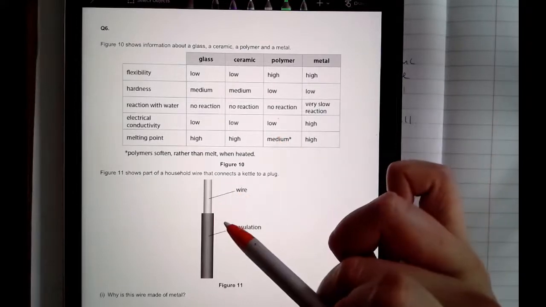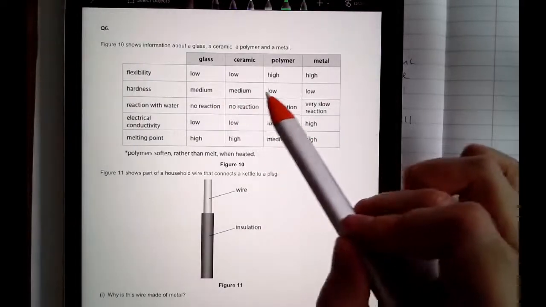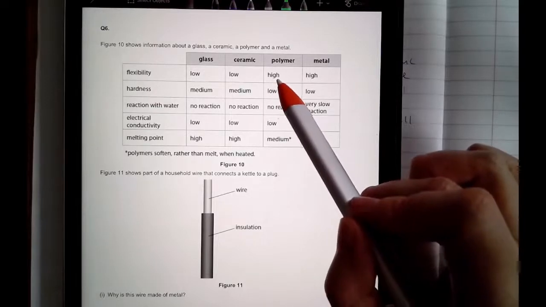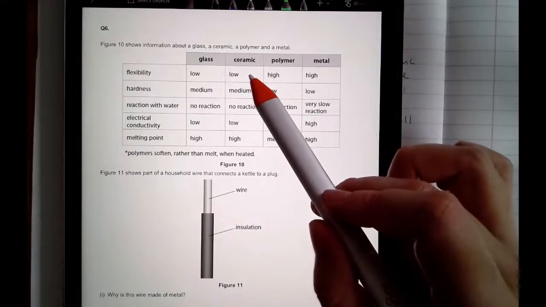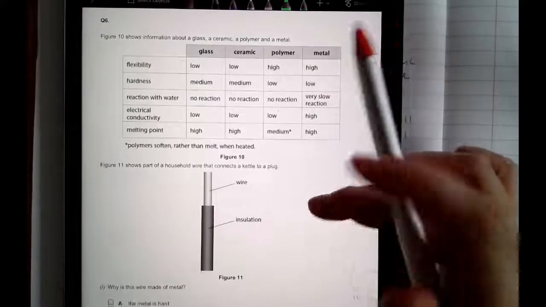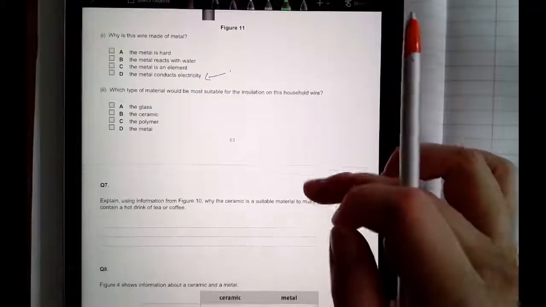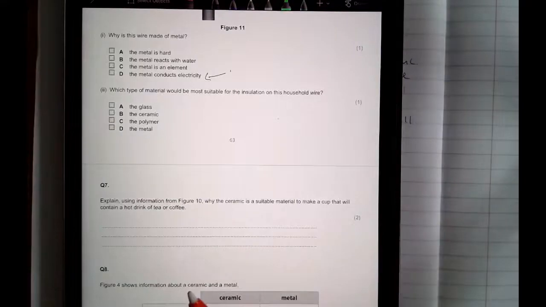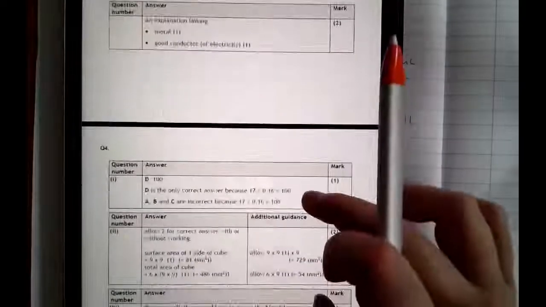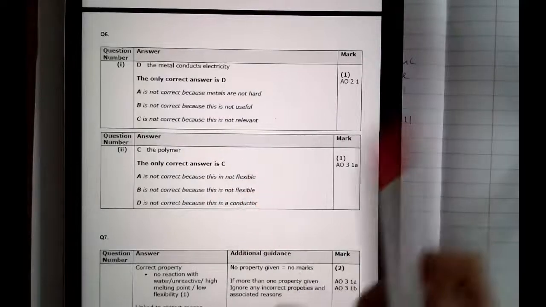What else do you need in your wire? None of them react with water, which is good. Hardness, medium, low, and then flexibility. The flexibility one is really important. You do need your wires to be flexible. Glass and ceramics have very low flexibilities, but a polymer has a high flexibility, and it's not as hard. So I would say a polymer, because it doesn't conduct electricity and it's also flexible. So I would pick the polymer, which I'm assuming is the correct answer. Yeah, the polymer. And the reasons why the others weren't acceptable is because they weren't flexible enough.